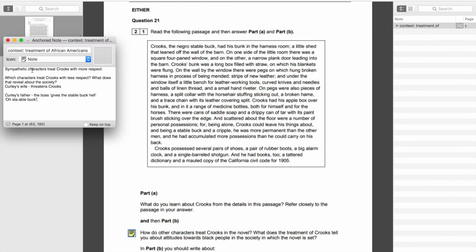But we have also our sympathetic characters. Slim treats him with respect, Candy, and of course Lennie. All right, so we have this idea that characters who we respect and admire on the farm, perhaps not as much Lennie, treat Crooks with more respect. So that's where we might think about this.